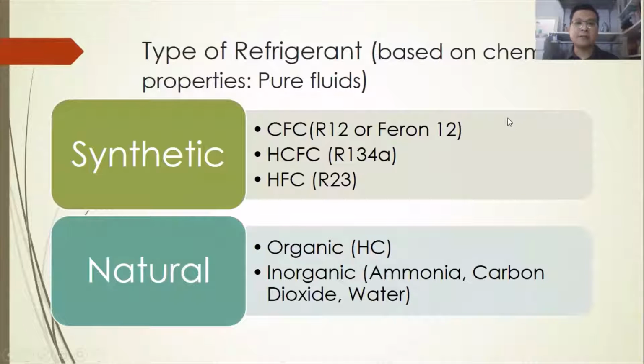Types of refrigerant based on chemical property, pure fluids: yes, we divide them into two types also, synthetic and natural. So what is synthetic? CFC, HCFC, HFC. And the natural ones are organic hydrocarbons, ammonia, carbon dioxide, and water.